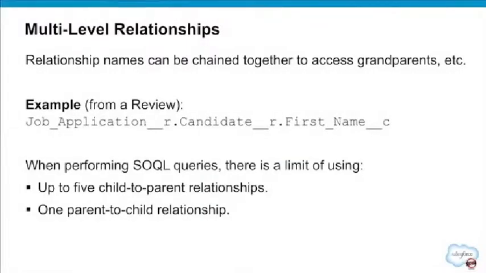You cannot do a subquery inside of a subquery, though. So if you want to fetch grandchildren, you need to fetch the children and then do a separate query using the IDs of the children to fetch the grandchildren. Okay? So going down, you're limited to one level per query, as opposed to going up, where you can do up to 5 child-to-parent relationships.